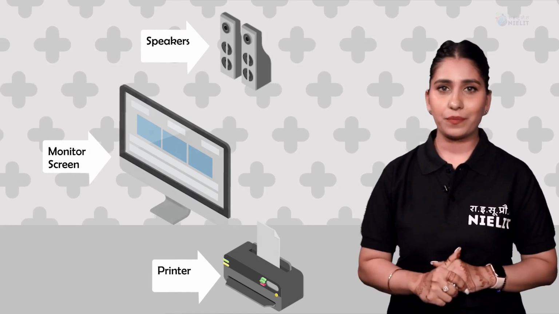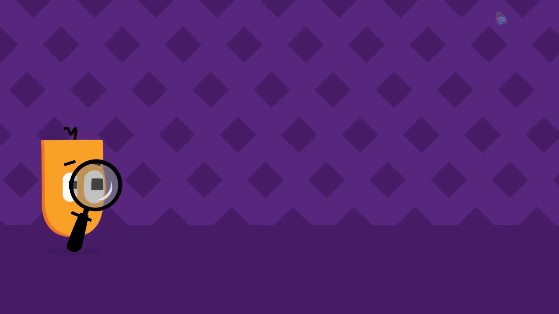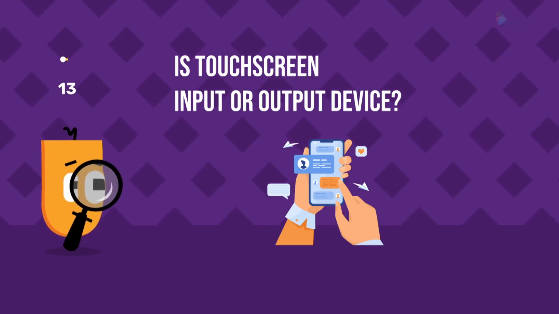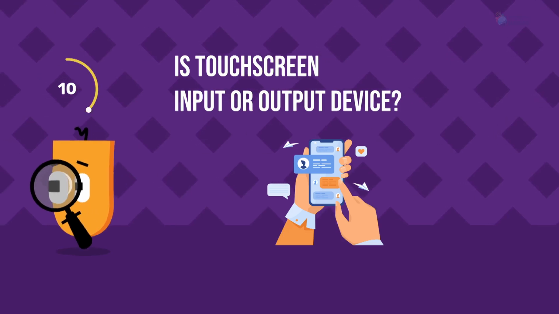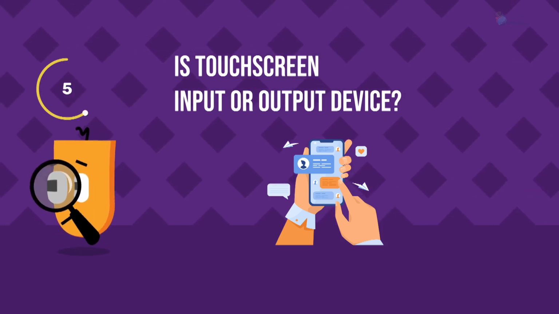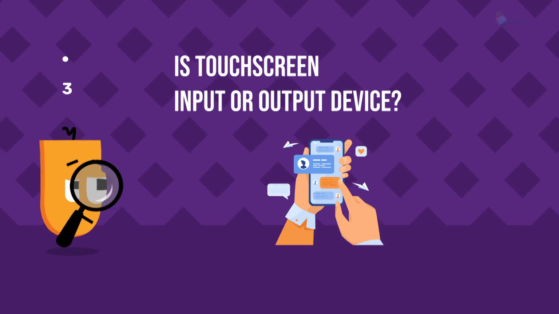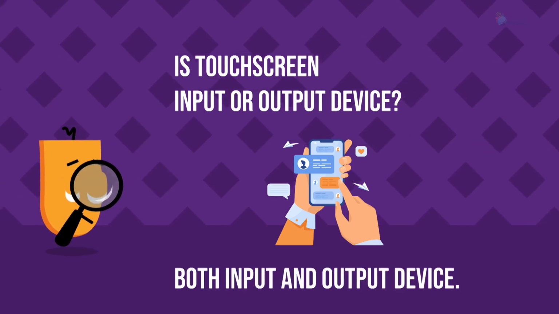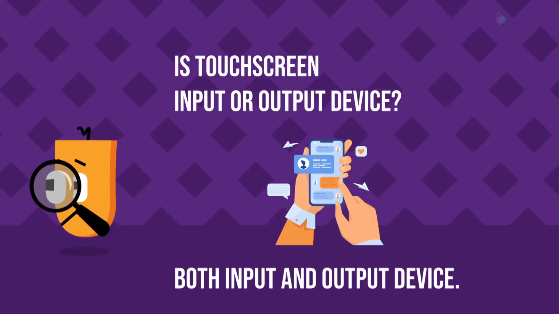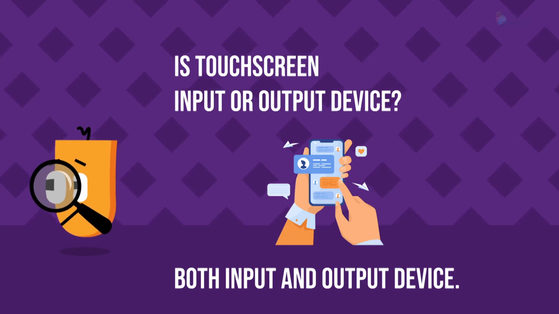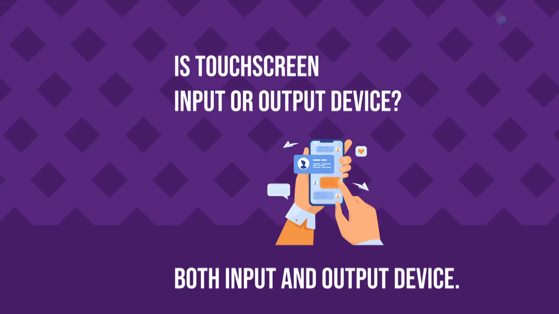Now tell me something. All of us use smartphones, right? What is the touch screen of a smartphone? Is it an input device or an output device? That's correct. Touchscreen is both input and output device. We can input data by touching the screen and the phone shows the information on the screen.